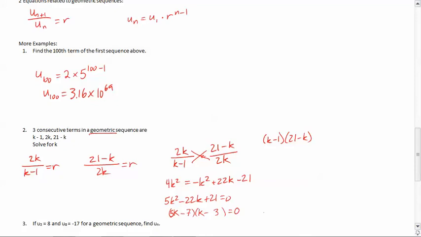So at this point, we can solve for each of those. So k could equal 3, because k minus 3 could be 0, or k could equal 7 over 5. And those are both okay. They should both work out.